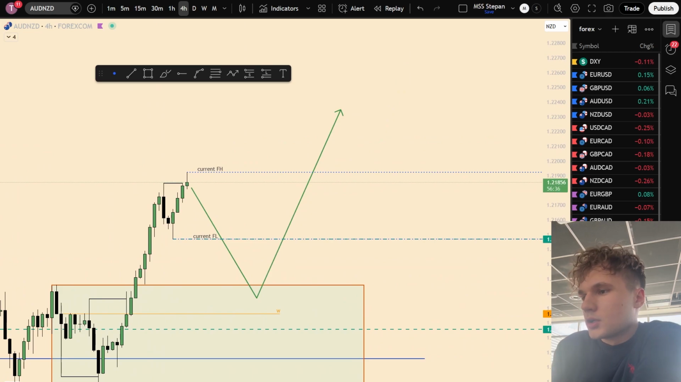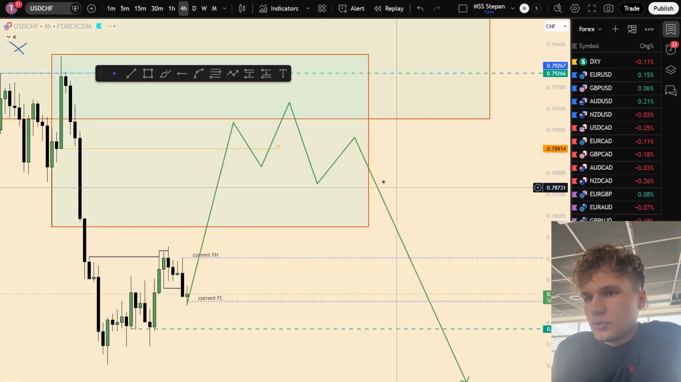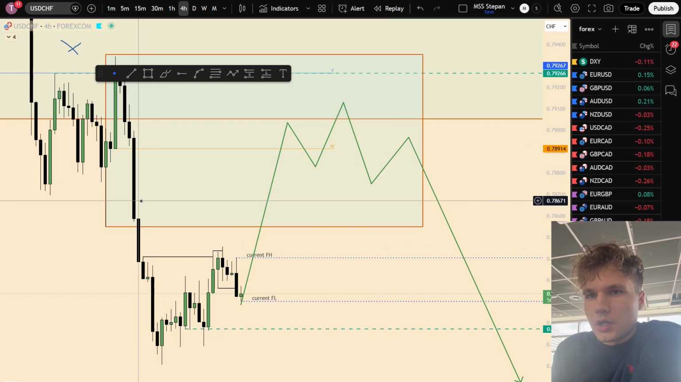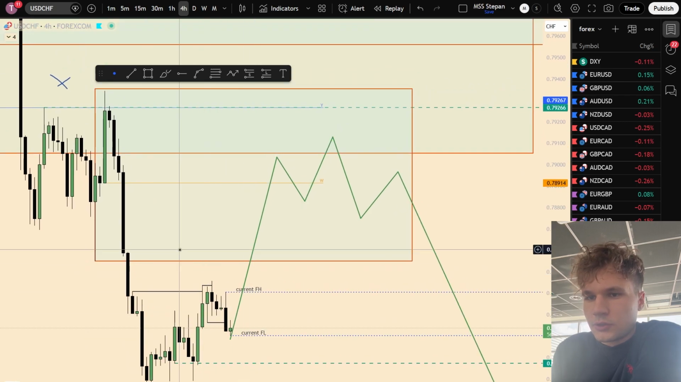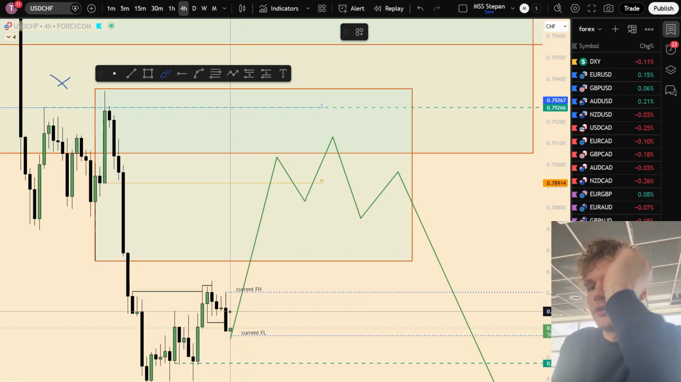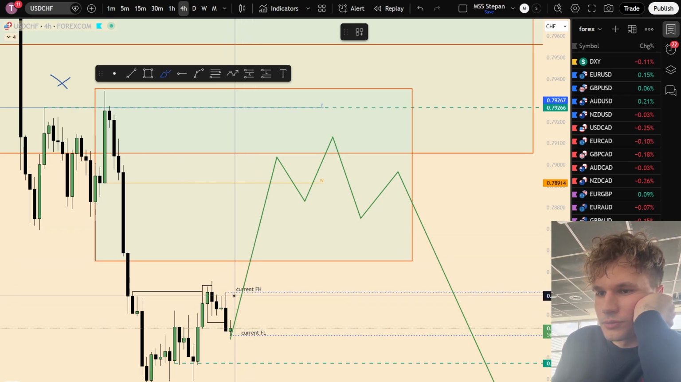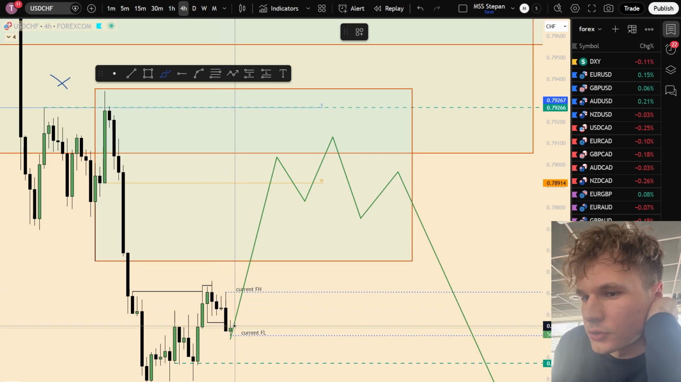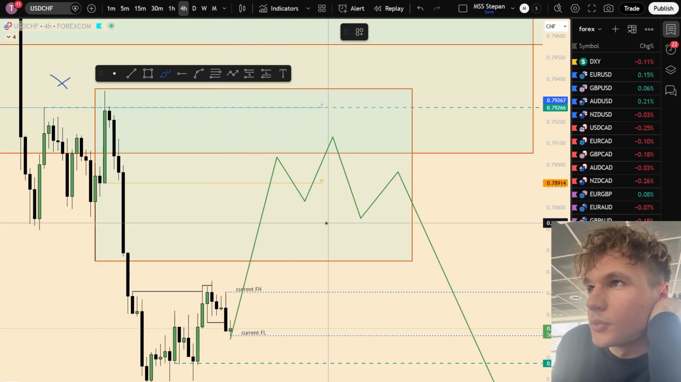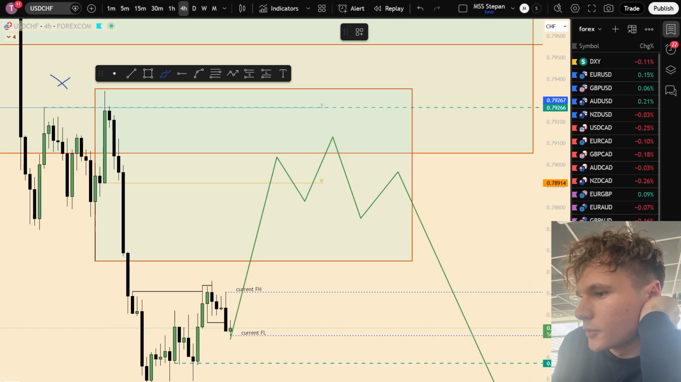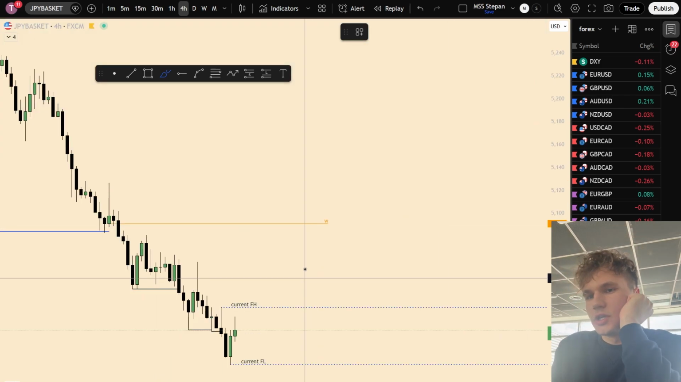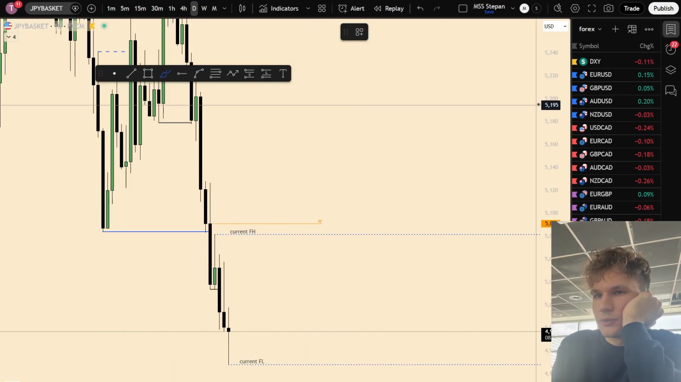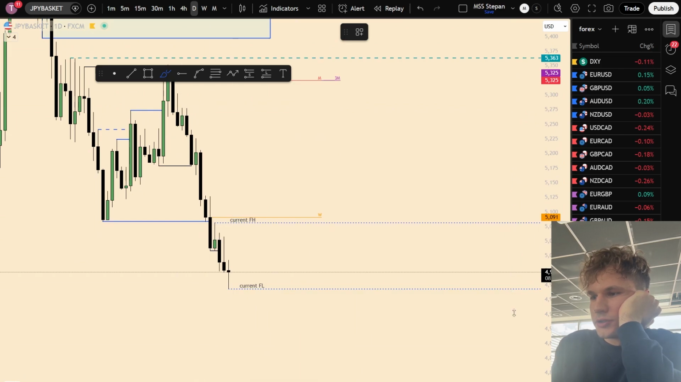Then going to USD Swiss, I see some retracement, and then after we see the daily change of character, we can trade it down lower. Then the yen basket, I see retracement and then continuation towards the downside.